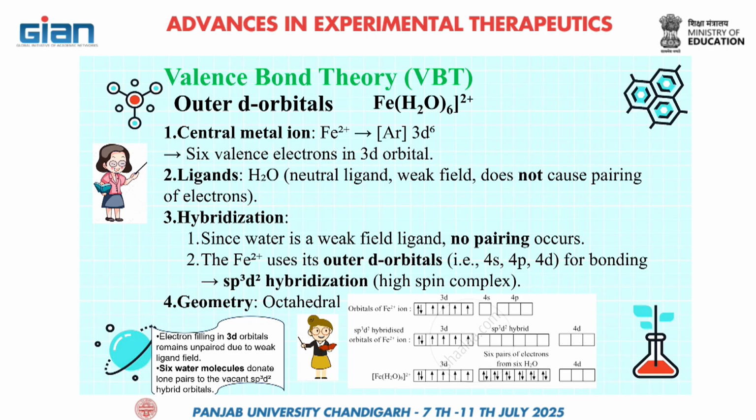Now, what happens if I talk about VBT? It has two options, outer d orbitals or inner d orbitals. Outer d orbitals, if I take the example of [Fe(H2O)6]2+, here the central metal ion has a 2+ charge because H2O is a weak ligand with no charge, so iron is in a +2 oxidation state. So what will be the hybridization? Here, if you look at the image, Fe2+ is 3d6, that is 4 unpaired electrons.